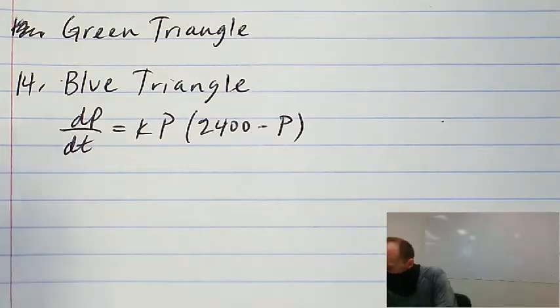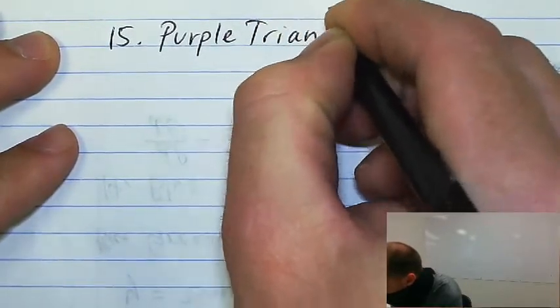Oh, number 15, and I really do like this one. It's purple triangle. It's the related rate problem. I thought this one was pretty good. All right, purple triangle.